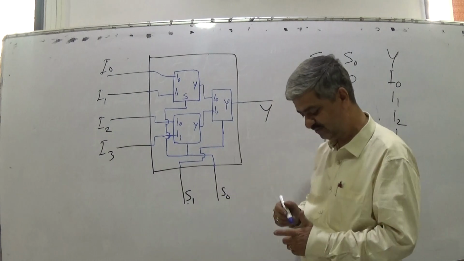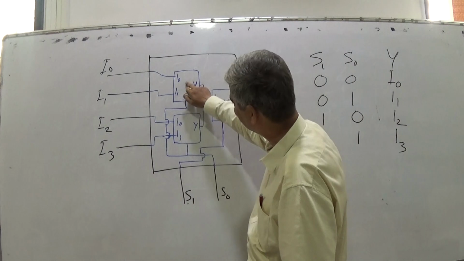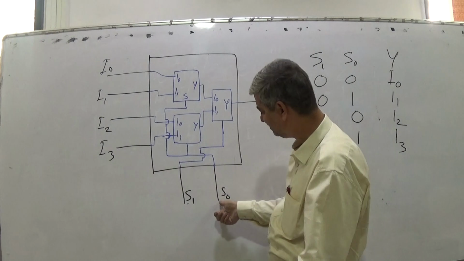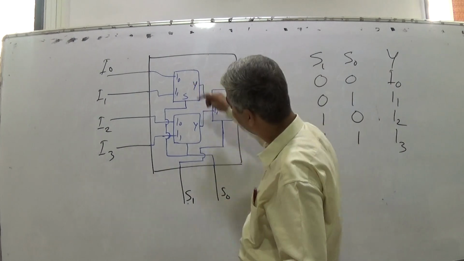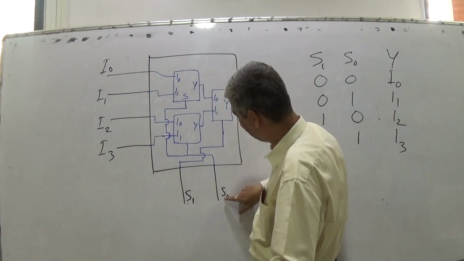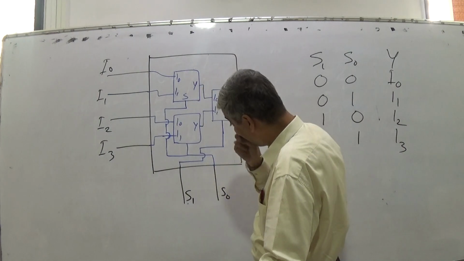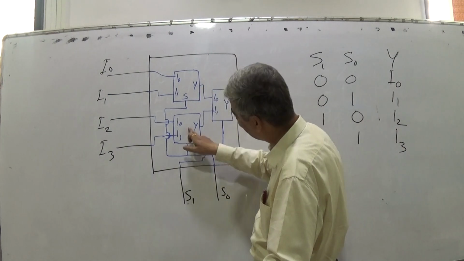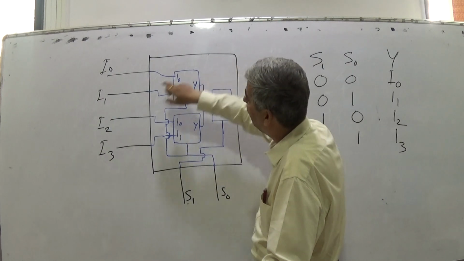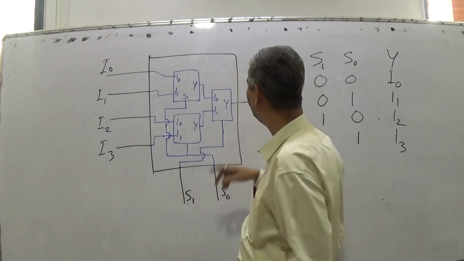And this select line S0 is given here also, here also, here also, here also. So when S0 is 0, it will select I0, this I0 will appear here. When S0 is 1, this I1 will appear here. At the same time, the same S0 is given here also. So when S0 is 0, I0 appears here and I2 appears here. Then whether I0 should finally appear or I1 should appear.